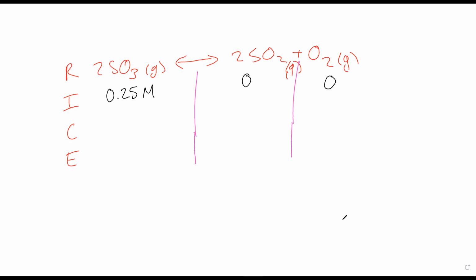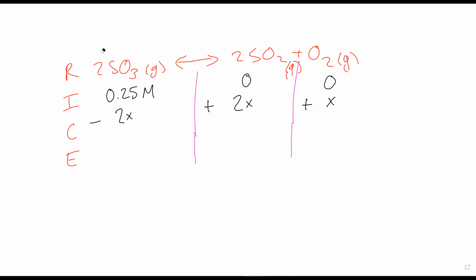So for my reactants, I'm always going to subtract. For my products, I will always add. For my reactant, I see a 2 here, which means I will be subtracting 2x. If there was a 3 here instead of a 2, I would put 3x. If there was a 1, I would simply put x. Same thing on the product side. Have I confused anybody yet?